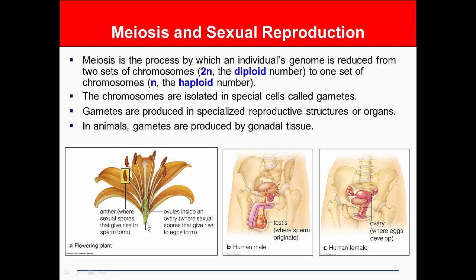In flowering plants, the gametes are found in specialized organs. This is called an anther, where the male gametes are formed, and this is called the ovary, which is where the female gametes are formed. In animals, our gonadal tissue is where the gametes are formed, and in different places depending on if you're male or female.